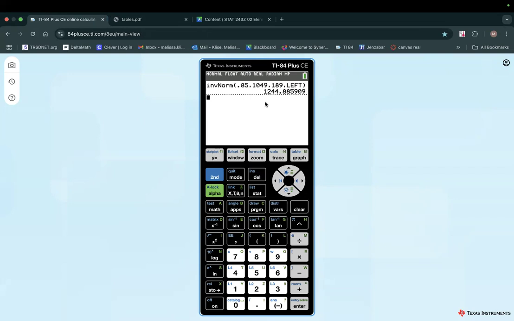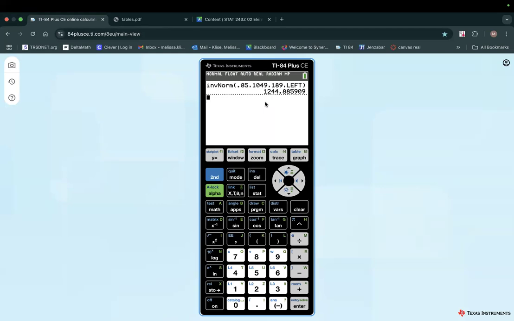And I highly recommend just use your calculator. The z table can be cumbersome, just use your calculator. Questions before we move on? Alrighty.